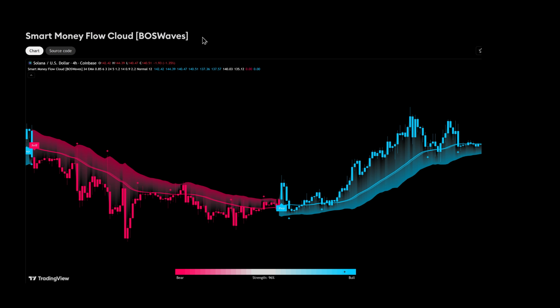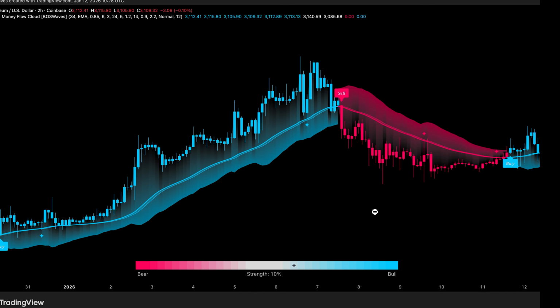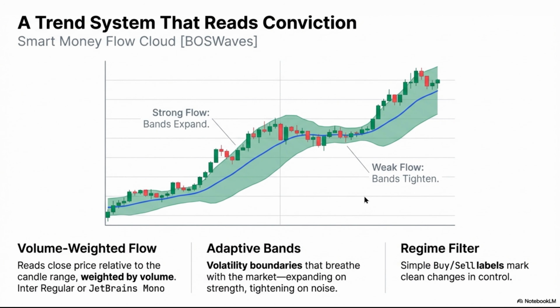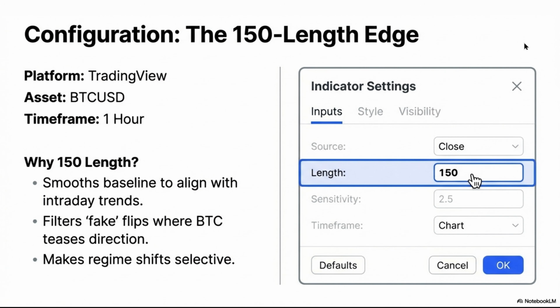This indicator is designed to read trend through volume-weighted money flow, not just moving average crossovers. It builds adaptive volatility bands that expand when flow is strong and tighten when flow is weak. Then it marks clean regime changes with simple buy and sell labels. We'll use it on BTCUSD 1-hour time frame, and I'll show you exactly how to set it up, what every visual means, and how to trade it in a way that stays simple and repeatable.